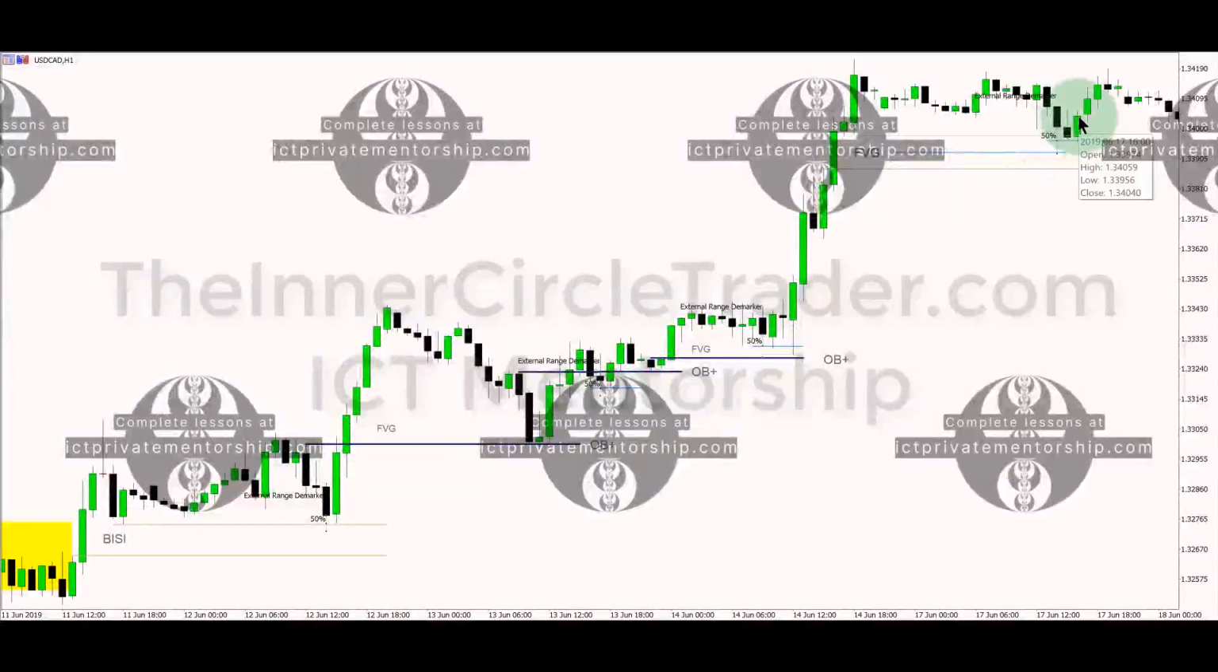The low, 33.95.6. One pip again, off by one pip. So the range is buying below this candle's close to this price point. Anywhere between those two price points, again, the close is 34, and consequent encroachment is 96.5. That is not a zone. It's not ambiguous. It's very specific about what you're trying to buy.